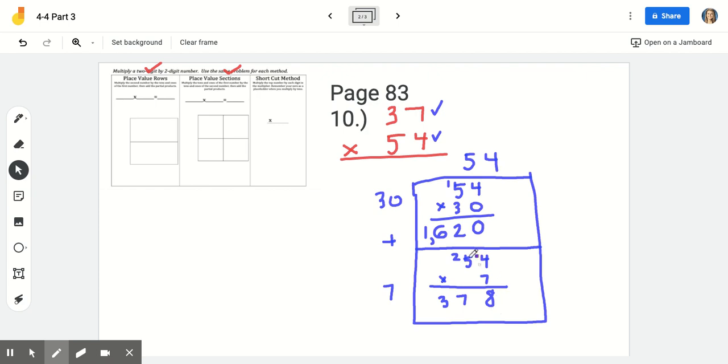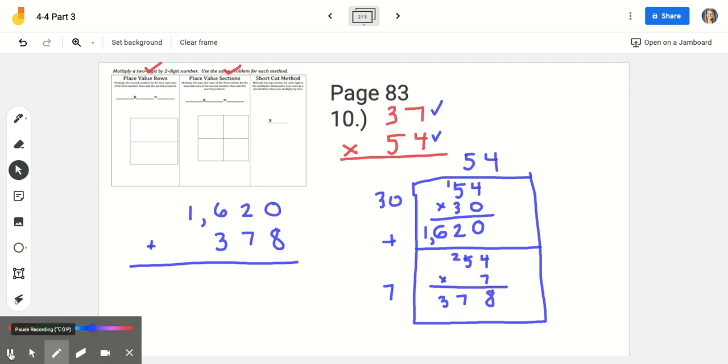Our last step is going to add the 2. So on the side, let's write out our 2 partial products, 1,620. And this is the tricky part. We have to make sure all our place values are lined up correctly. So 378, the 3 is going to be below the 6. 7 in the 10 spot, 8 in the ones, and now we're ready to add. Does yours look like mine? Okay, go ahead and add.